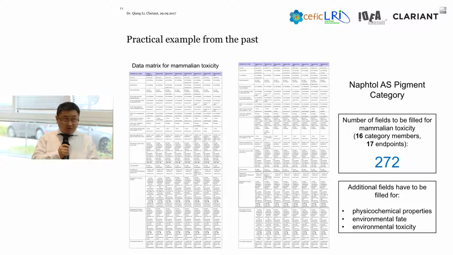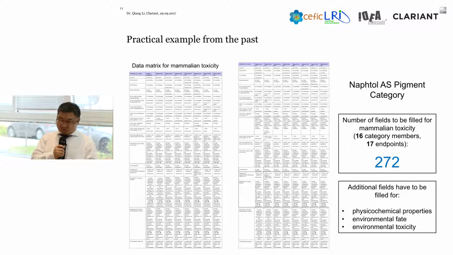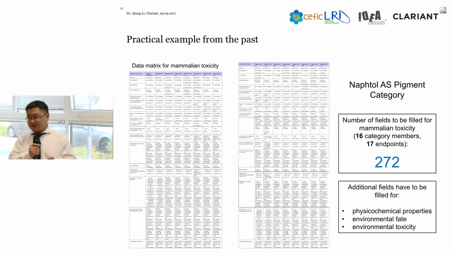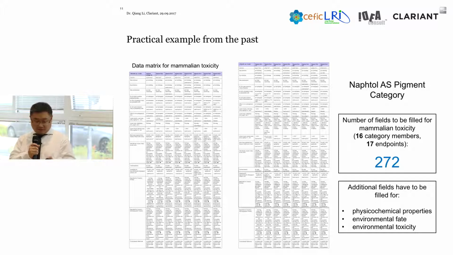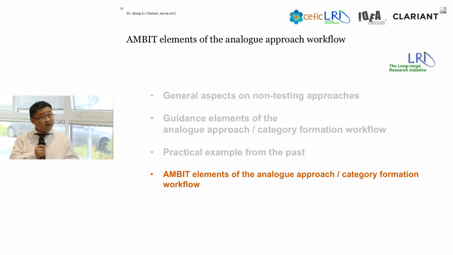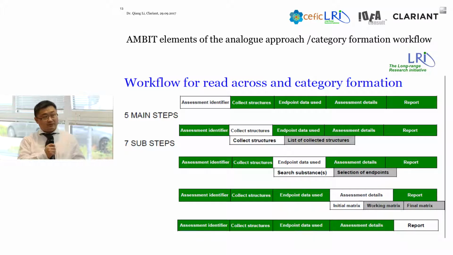So in general, the category and the read across approach is not as easy as we expected or as we considered. Therefore, we are looking for further tools to support the approaches. Therefore, we considered AMBIT to support our work. Then in AMBIT, we have developed a workflow to support the process. It's called a workflow for read across and category formation.